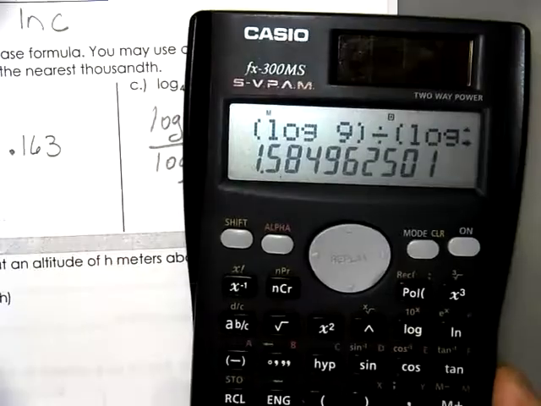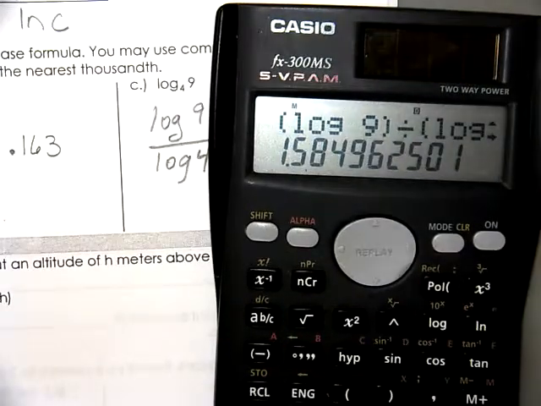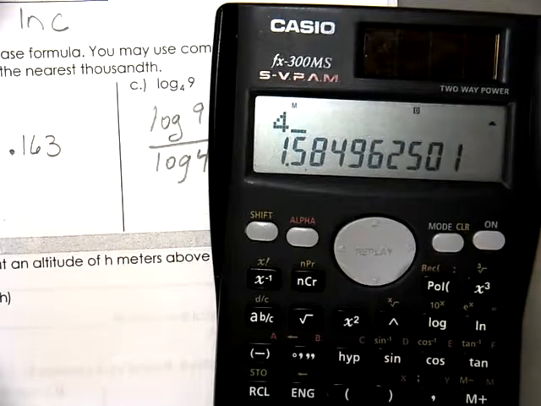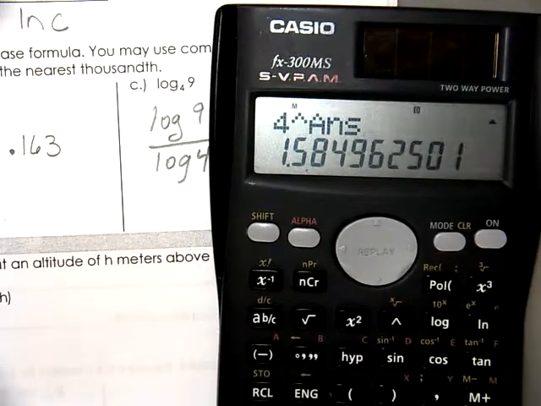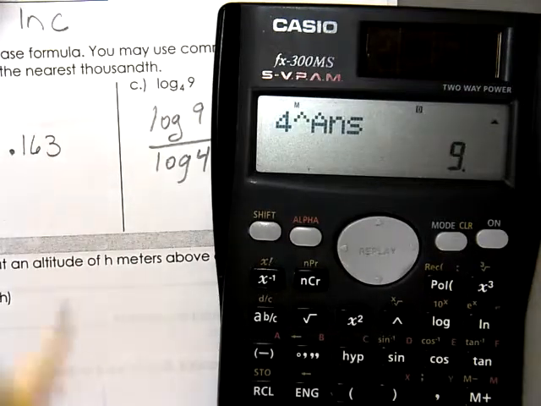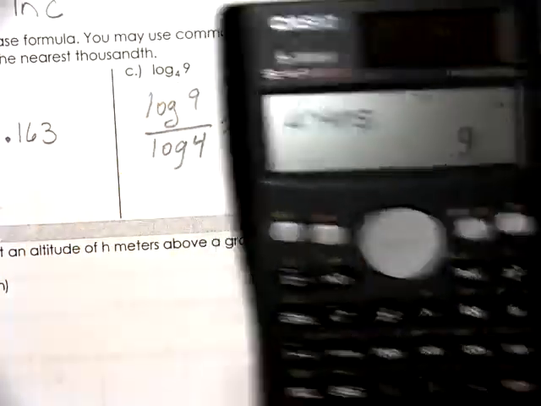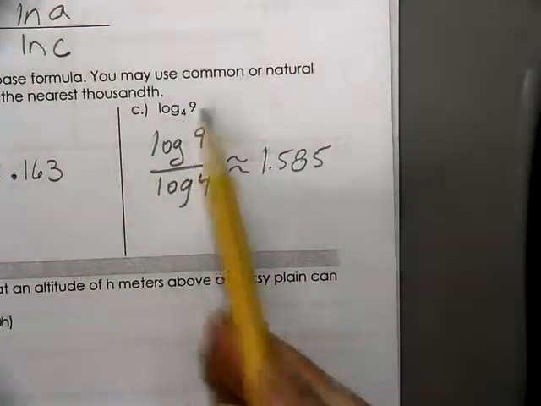Now, when we test our answer, we're going to take the 4 raised to the answer. Don't use a rounded number. And you should get exactly what we're looking for. Exactly the 9.